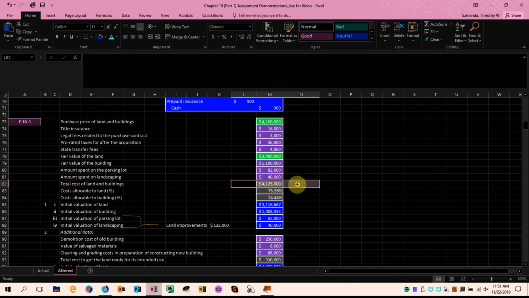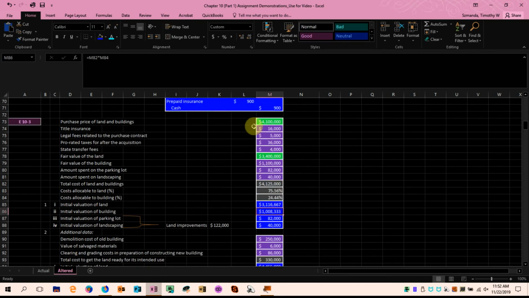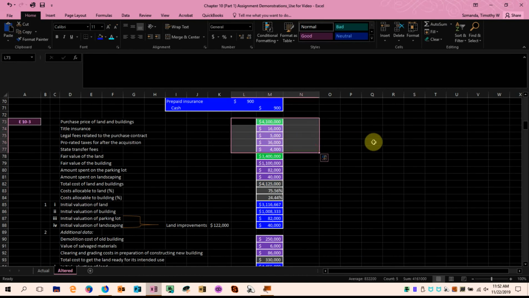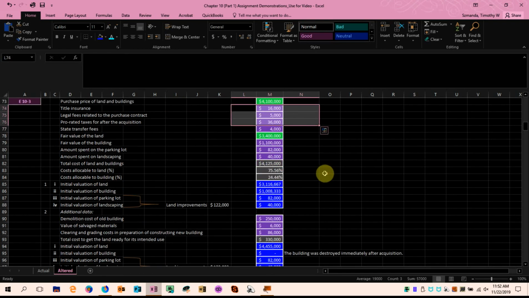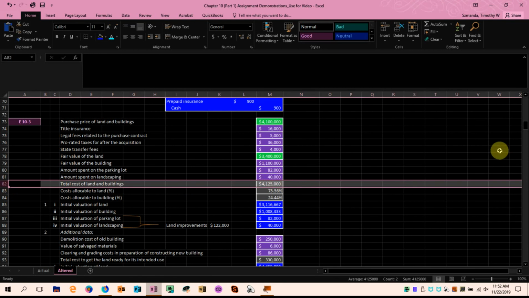24.44% times the total amount paid, including all the other fees, will give us $1,008,333. That's the first general step: to allocate the total purchase cost plus all the other costs related to it, and calculate the percentage allocation based on fair market value, and then apply those percentages against the combined valuation.